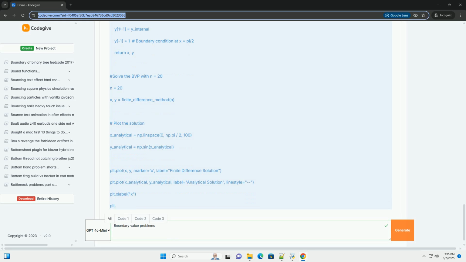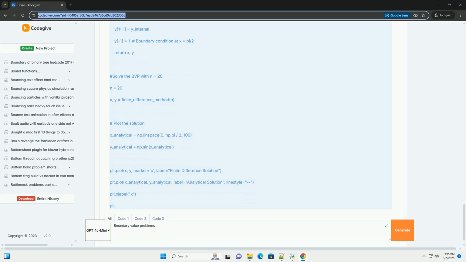Dirichlet conditions: the value of the function is specified at the boundary. Example: y(a) equals A and y(b) equals B, where a and b are the boundaries, and A and B are given constants. Neumann conditions: the value of the derivative of the function is specified at the boundary. Example: y'(a) equals c and y'(b) equals d, where c and d are given constants. Robin conditions, mixed conditions: a linear combination of the function and its derivative is specified at the boundary. Example: alpha y(a) plus beta y'(a) equals e and gamma y(b) plus delta y'(b) equals f, where alpha, beta, gamma, delta, e, and f are constants.